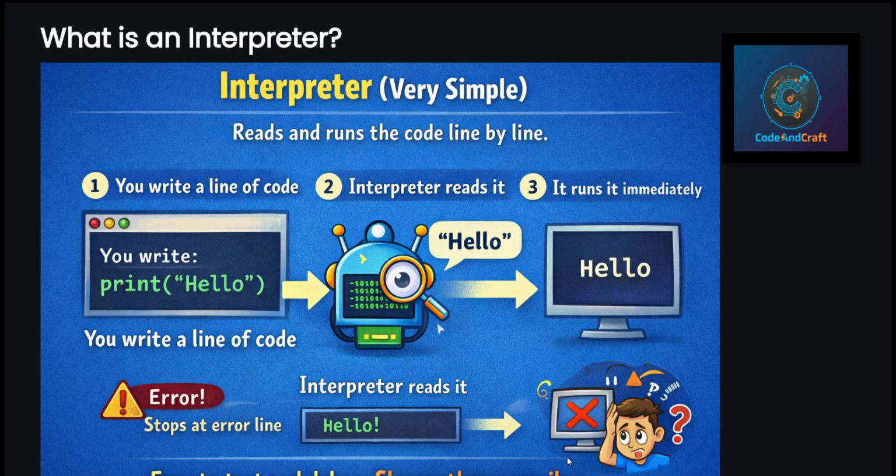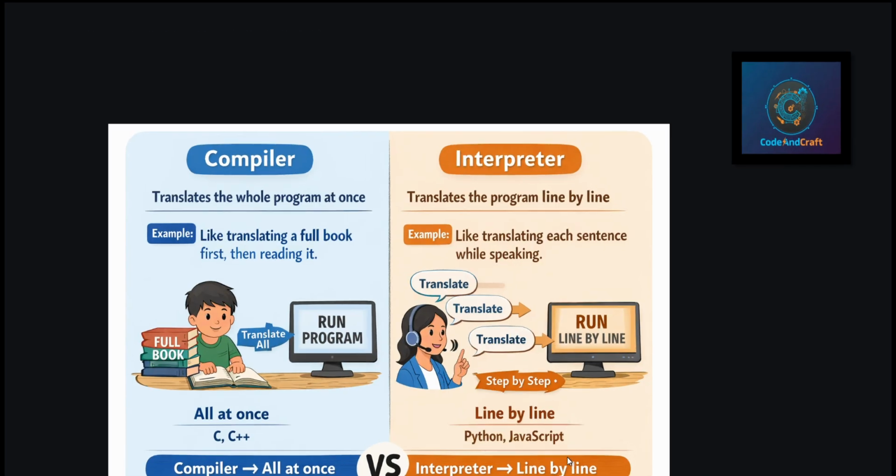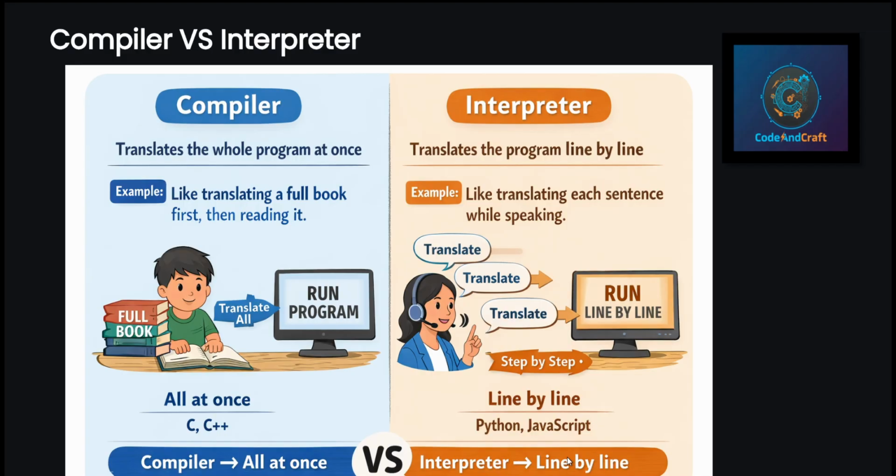In simple words, we can say that the interpreter helps us to debug in an easier way, but the compiler takes more time. The interpreter helps us understand where the error exactly occurs, and it executes the code line by line. But the compiler translates the whole program at once. So this is the main difference between compiler and interpreter.